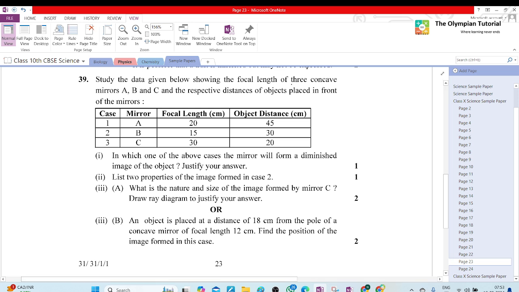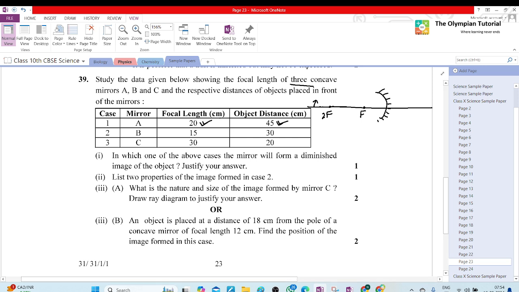So, focal length of three concave mirrors. Concave mirrors are converging, and the focal length is negative. In the first, focal length is 20 centimeter and object distance is 45. Where is the object placed? 2f will become 40, so the object is placed beyond C.